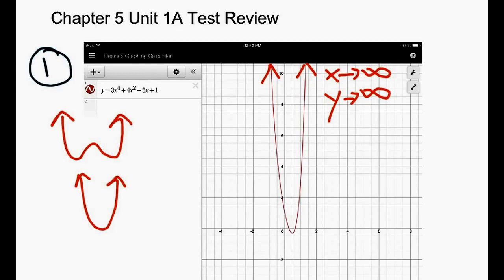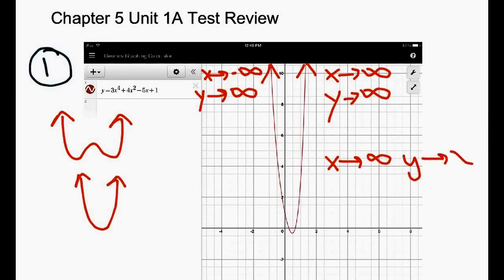On the left-hand side of the graph, this is the side of the graph where x is getting more and more negative. But the graph is still going up, so we say the y value is approaching positive infinity. And this is how we write end behavior. On the multiple choice on the test, it'll probably look something like this. So please be cautious of the positives and negatives.